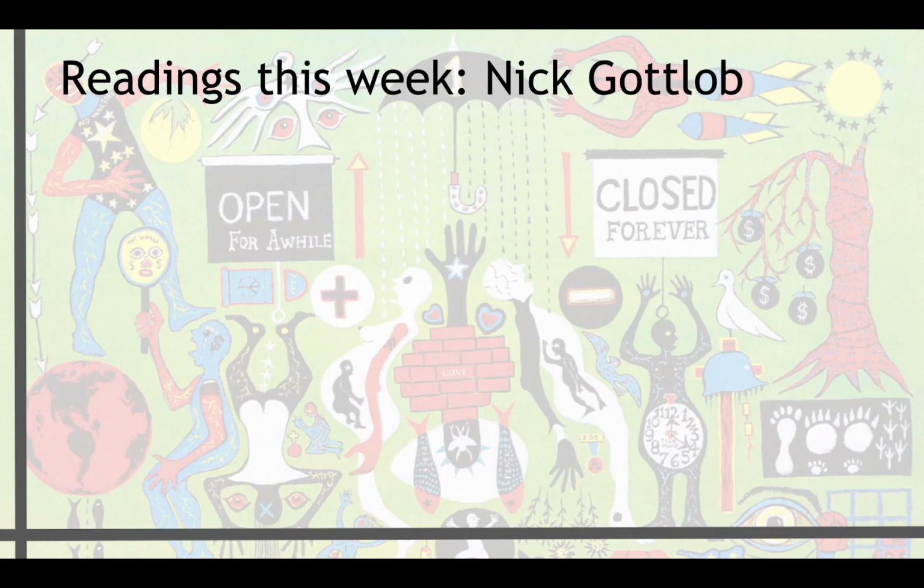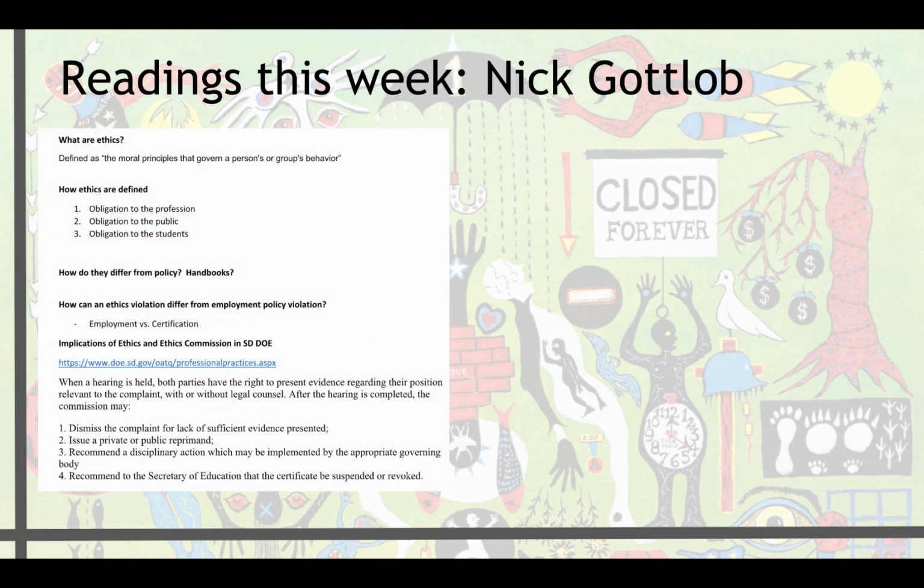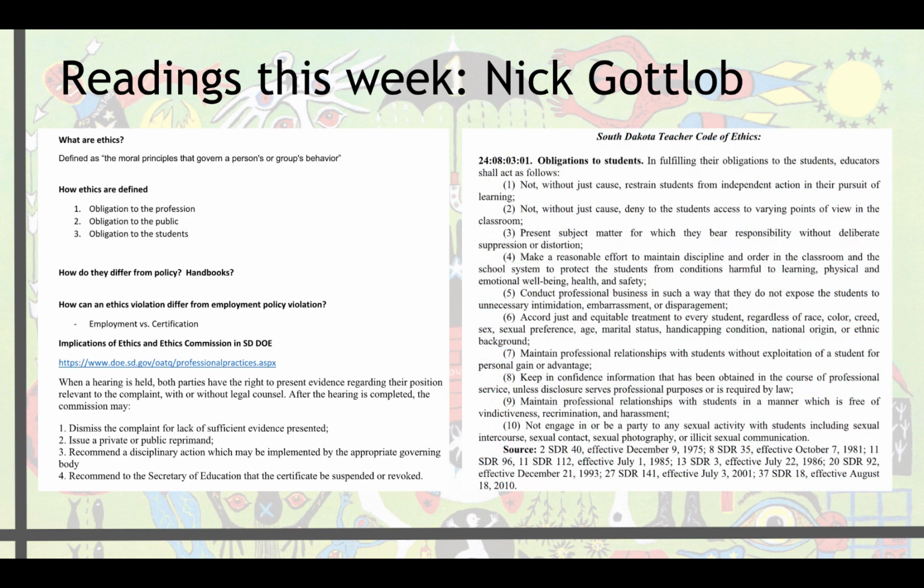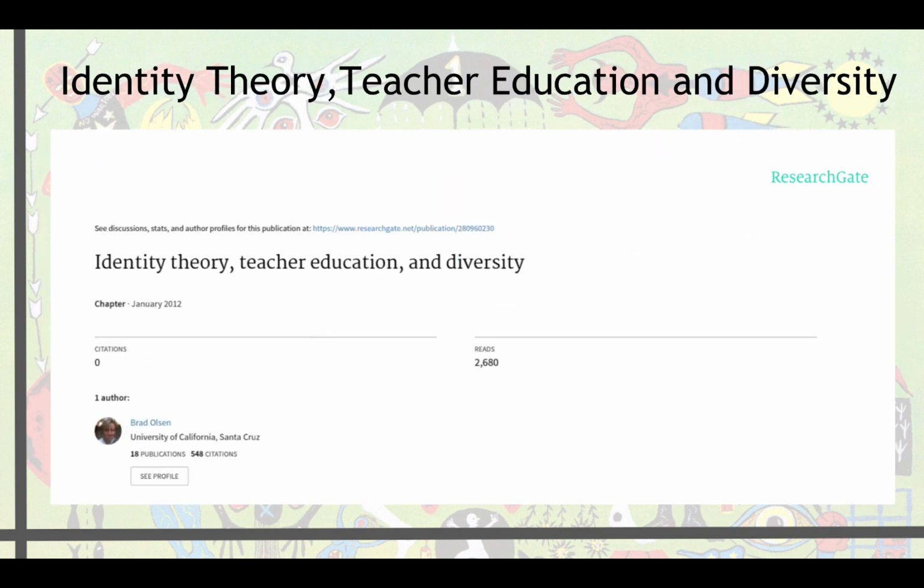For readings this week, prior to watching Mr. Gottlieb's ethics presentation, read through the handouts he provides students during his talk. This one is BHSU Ethics, and then he also provided us a Word document of the South Dakota Teacher Code of Ethics. Next, I'd like for you to read Identity Theory, Teacher Education, and Diversity by Brad Olson, who kindly uploaded his book chapter to ResearchGate so others can learn. I mention this because of the copyright stamp posted by Sage Publications on the document.